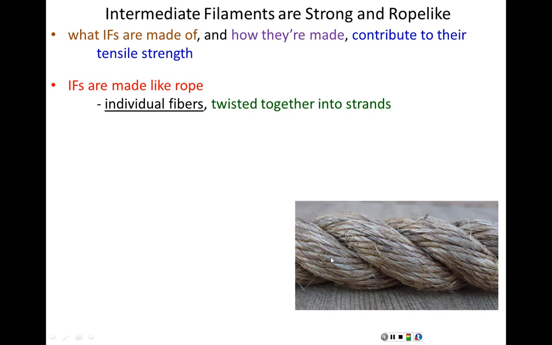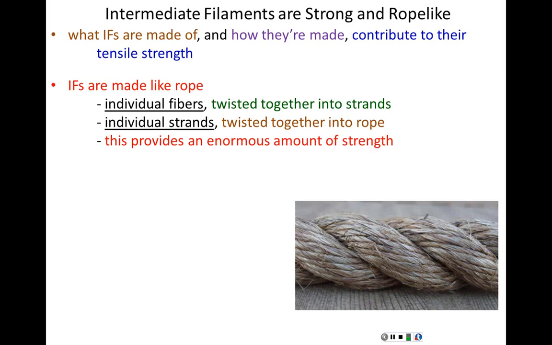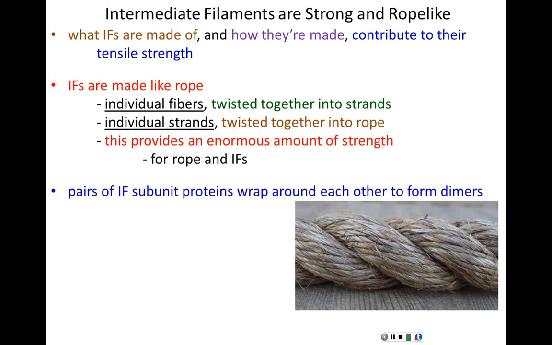Now you see these bundles that are pretty easy to discern. These are twisted bundles of those strands. But that's not it. Now these strands are twisted together into larger bundles, and those bundles braided or twisted together into rope. This way of bundling and twisting strands provides an enormous amount of stretchable strength. It works for rope, and it works for intermediate filaments as well.